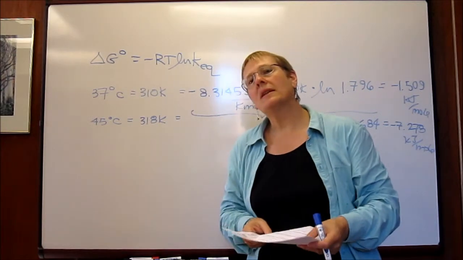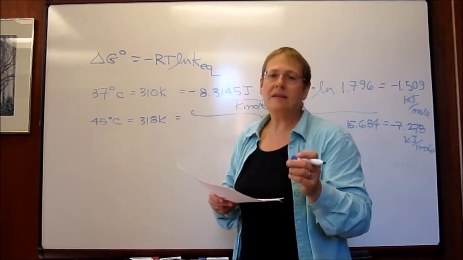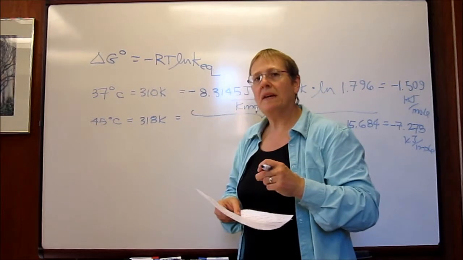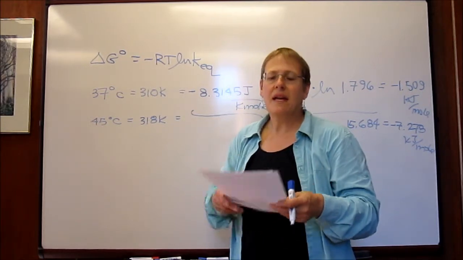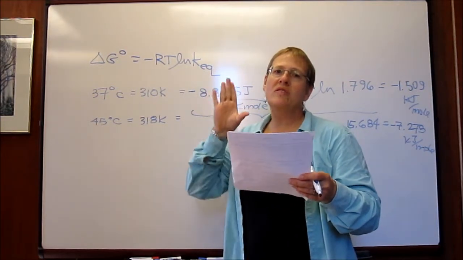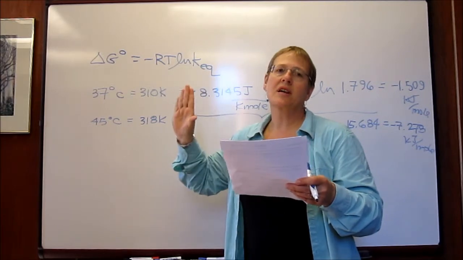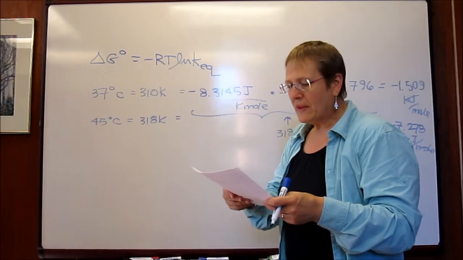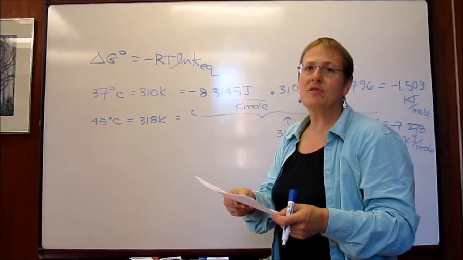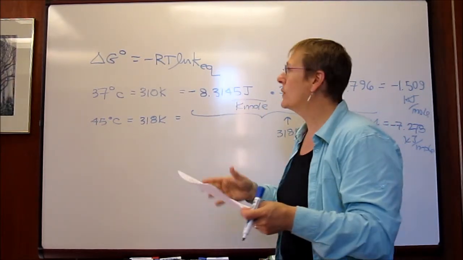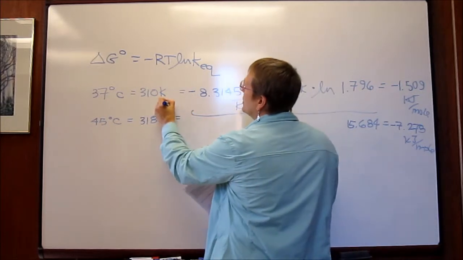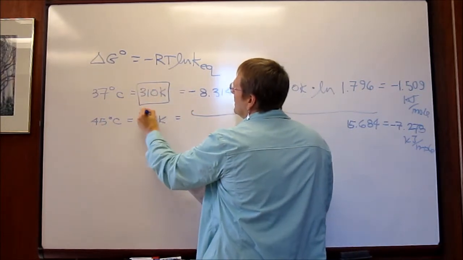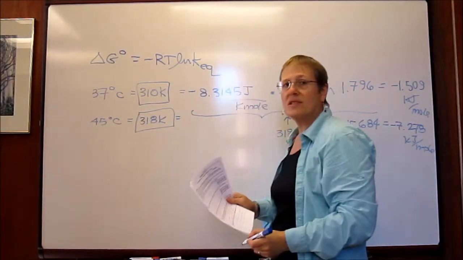The next part is a little bit trickier. It says that delta H naught and delta S naught are independent of temperature, and what that means is that at 37 and 45, those values of delta H naught and delta S naught are the same at the 2 temperatures. Okay? So it asks you to determine those 2 values given the information from the previous question. Well, I have a temperature and a delta G naught for each of those things. So I can do this.